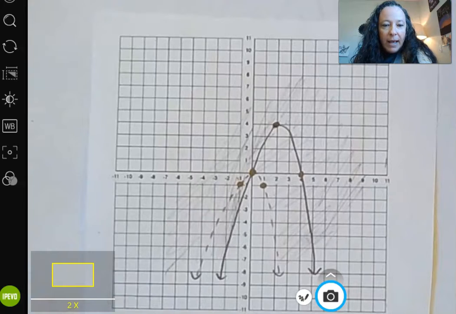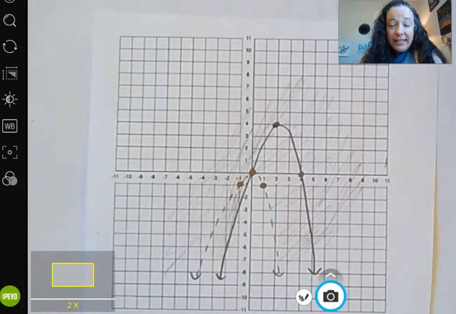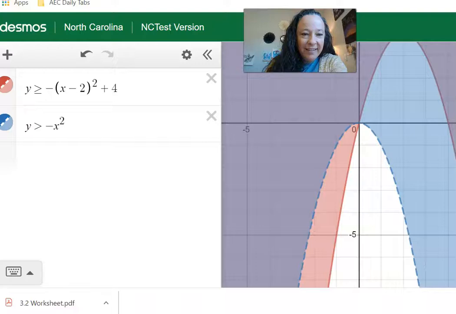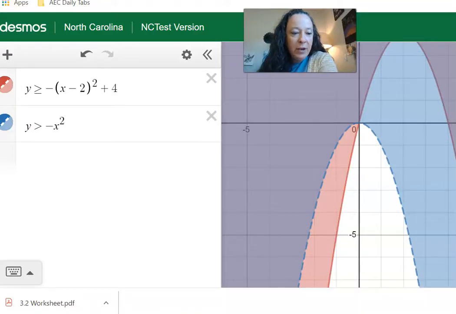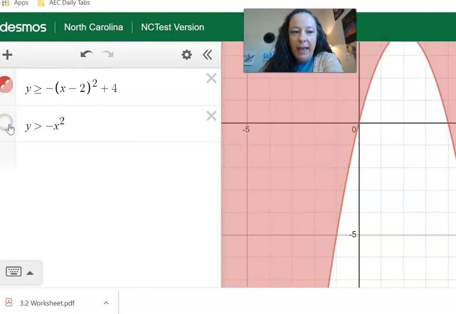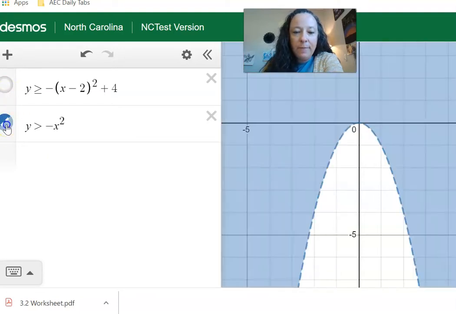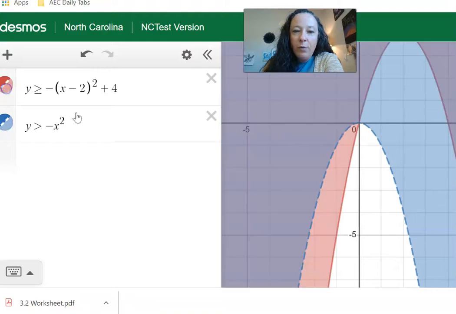So where is my common shading? That's a hot mess. So how do I figure out what the common shading is? Okay, so to get the common shading, we know that they are both above. And so I'm going to unclick this so you know you're above that. And then I know I'm above that. So where am I above in both? It's this darker purpley color, okay? So it's above both of them. It's got to be above both.